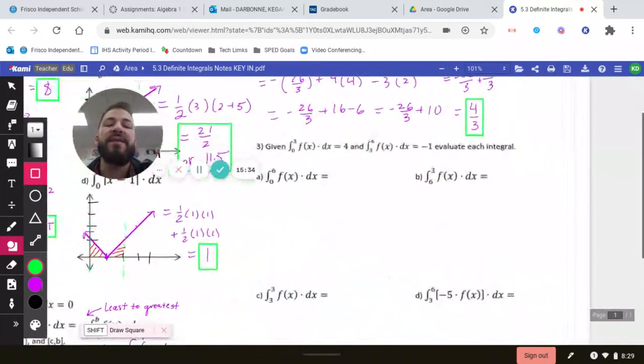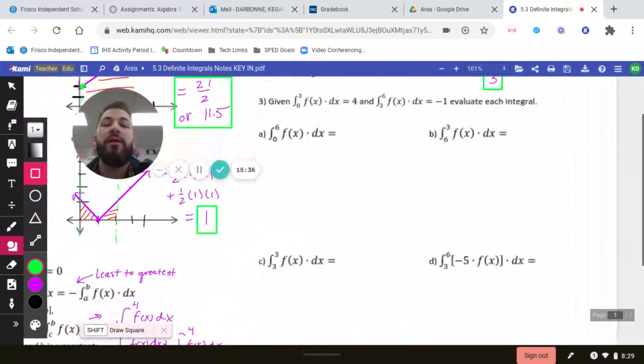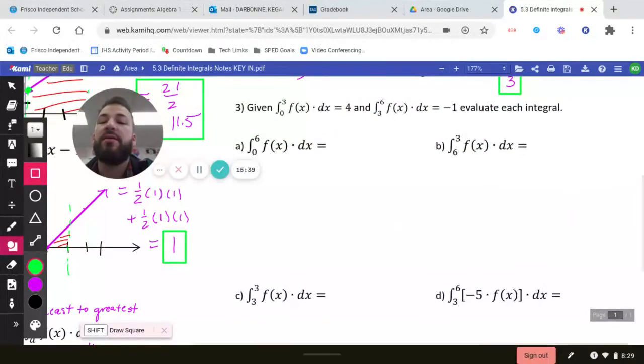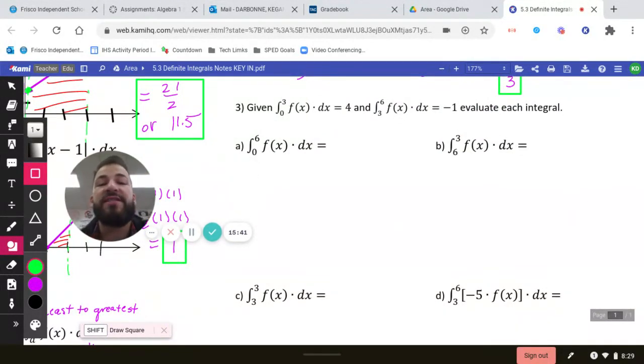So let's look at this last example down here in the bottom. Given the integral from 0 to 3 of f of x dx is equal to 4, and the integral from 3 to 6 of f of x dx is equal to -1, evaluate each integral. So this is a really popular AP exam question, giving you the integral of f of x and g of x and expecting you to be able to add and subtract them together, manipulate them based on your integral properties. Okay, so we're going to use our integral properties to solve all these out.